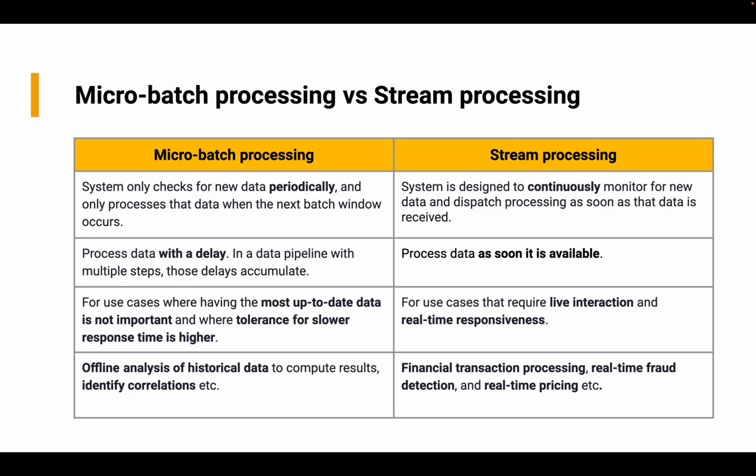When having the most up-to-date data is not important and the tolerance for slower response time is a bit higher, for example, offline analysis of historical data, identifying correlations or finding patterns in the previous month's data, in those use cases, microbatch or batch processing generally works well. But for real-time transaction processing, where the impact or cost of being wrong is very high, for example, real-time fraud detection or real-time pricing, stream processing has better application.